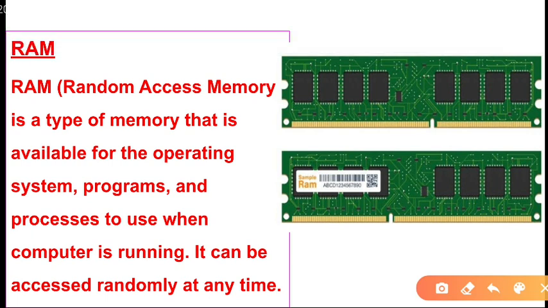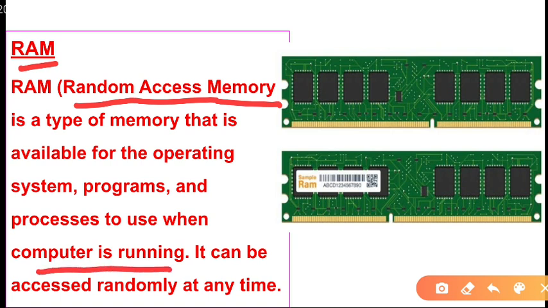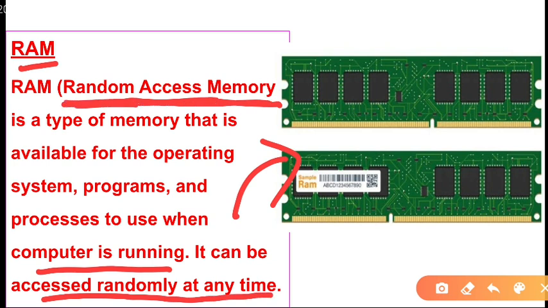Now let's talk about RAM. As you know, the full form is random access memory. RAM is a type of memory that is available for the operating system, programs and processes to use when the computer is running. Whenever we click on any particular application or software, it gets stored inside the RAM, and when we close it, the RAM is refreshed. RAM can be accessed randomly at any time. That's why it is called random access memory.